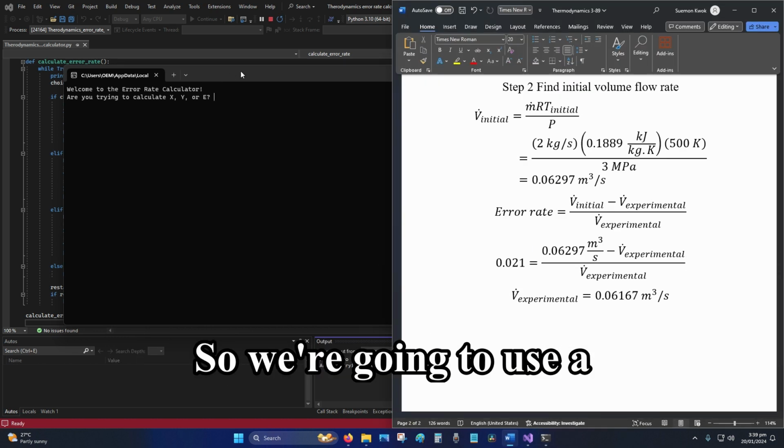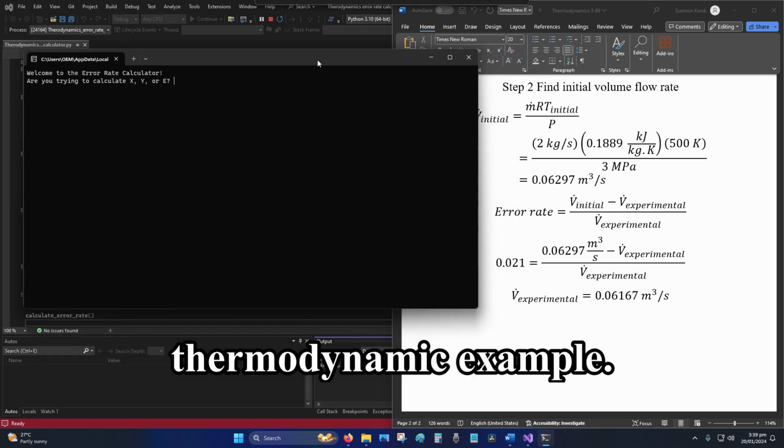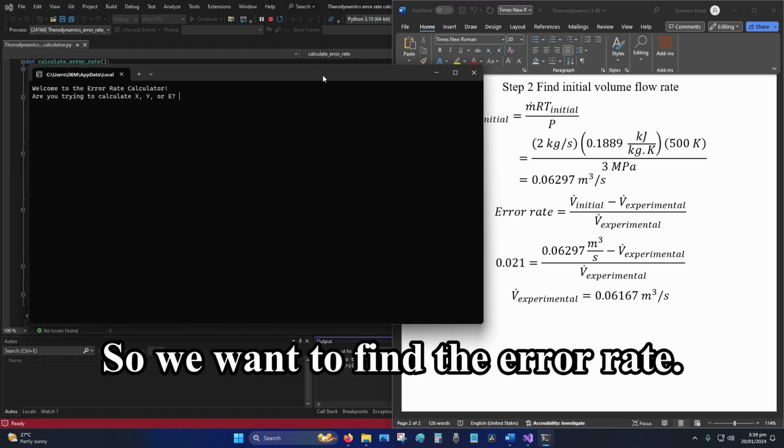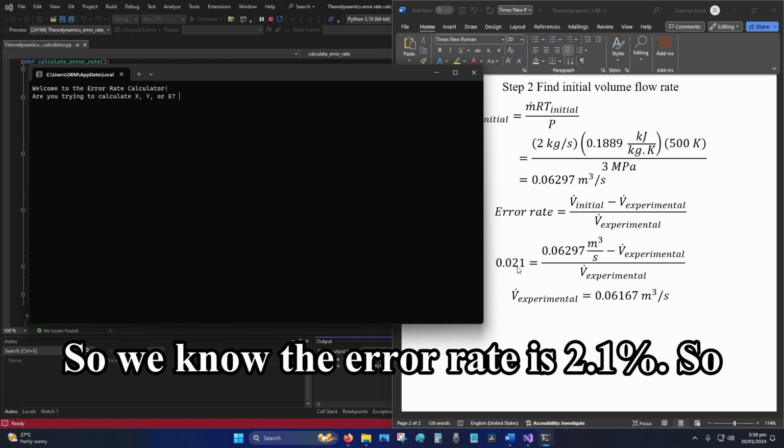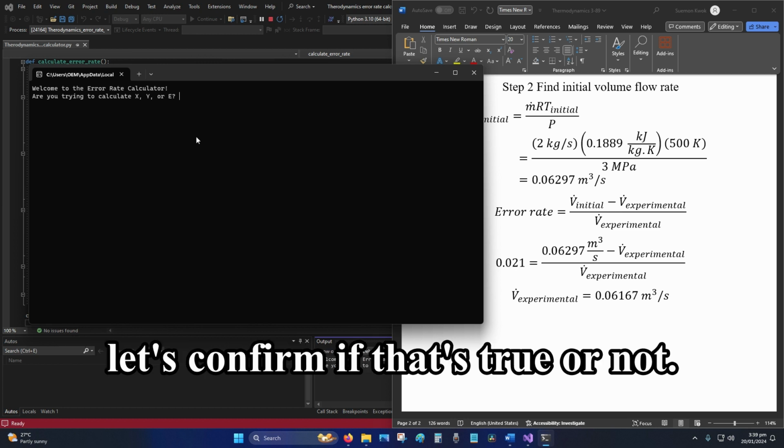So we're going to use a thermodynamic example. So we want to find the error rate. So we know the error rate is 2.1%. So let's confirm if that's true or not.